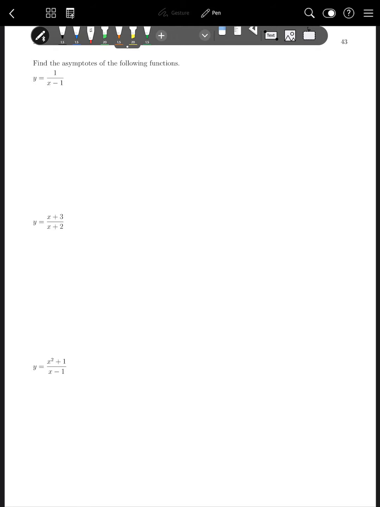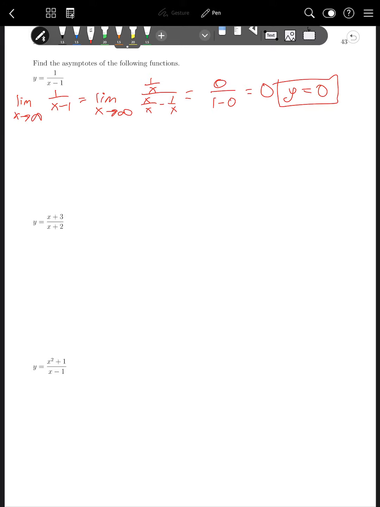Okay, so now that you've had a chance to try these, let's run through them together. Start by finding the limit as x approaches infinity of 1 over x minus 1. So that's the limit as x approaches infinity of 1 over x, over x minus 1 over x. So that's 0 over 1 minus 0, which is 0. So y equals 0 is our horizontal asymptote. And the vertical asymptote is where x minus 1 equals 0, so that's x equals 1.